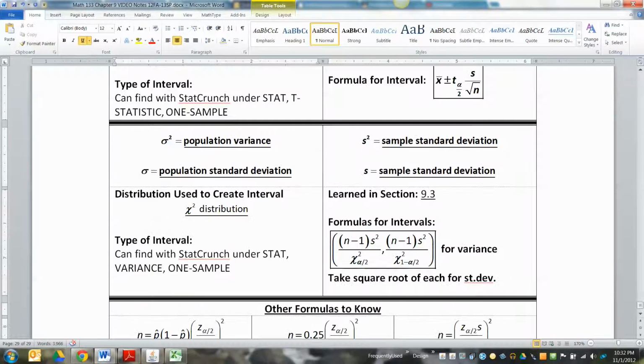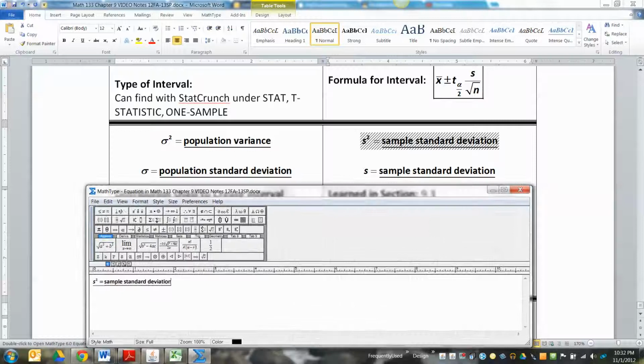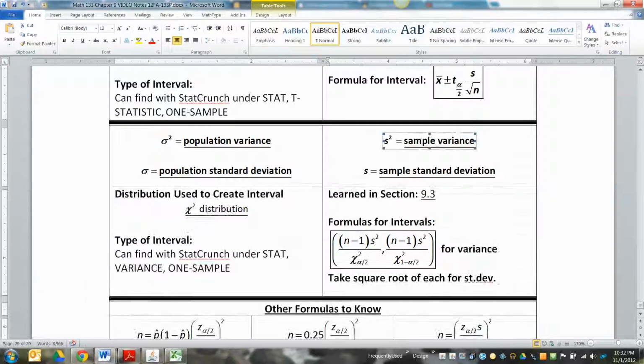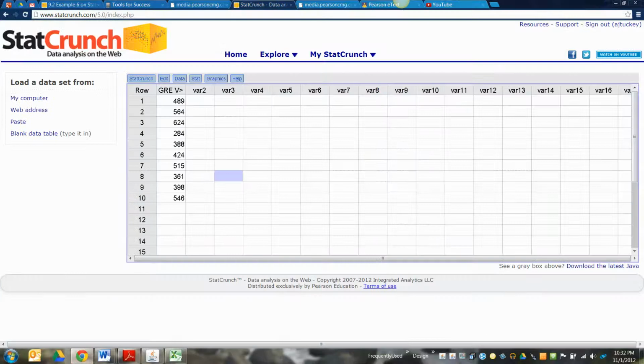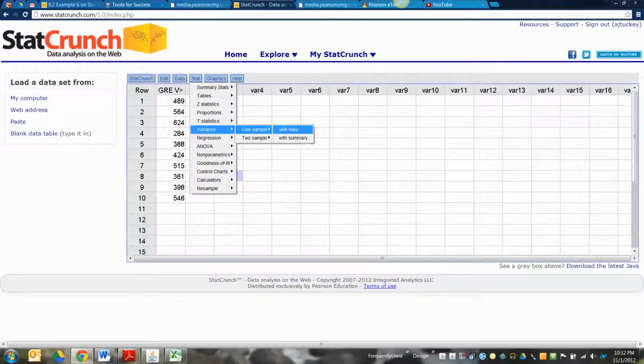Now, the last kind we learned was in section 9.3, which is if you're trying to estimate population variance or population standard deviation, you use either sample standard deviation or sample variance. The formula for that uses the chi-square distribution. We learned it in section 9.3. And the formula for variance is n minus 1 times s squared over chi alpha over 2 squared, and then chi 1 minus alpha over 2 squared. To get the standard deviation one, you just take the square root of each of those. And that you can find with StatCrunch under Stat, Variance, One Sample. And again, you have this choice of data or summary, and it depends on what you were given in the problem.